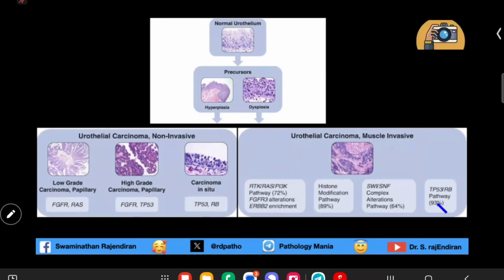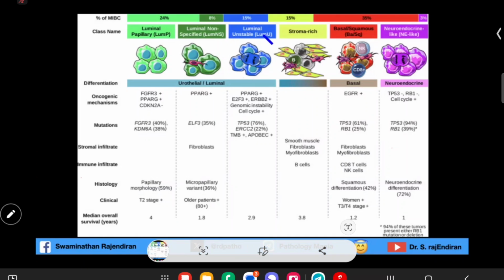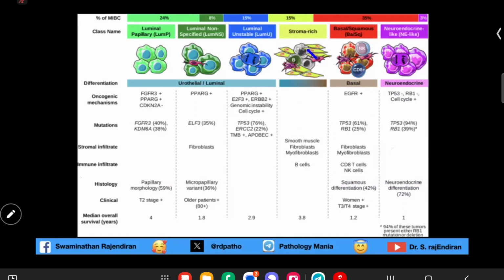And like in breast, before that, take a picture of this. Like in breast, now we have the molecular classification of urothelial carcinoma. It is mainly luminal, stroma rich, basal or squamous, and neuroendocrine-like. In the luminal, it is papillary, luminal non-specific, luminal unstable. And stroma rich is also known as inflammatory rich. Take a picture of this, and these are all the molecular markers to type these tumors, but I don't want to go into them.